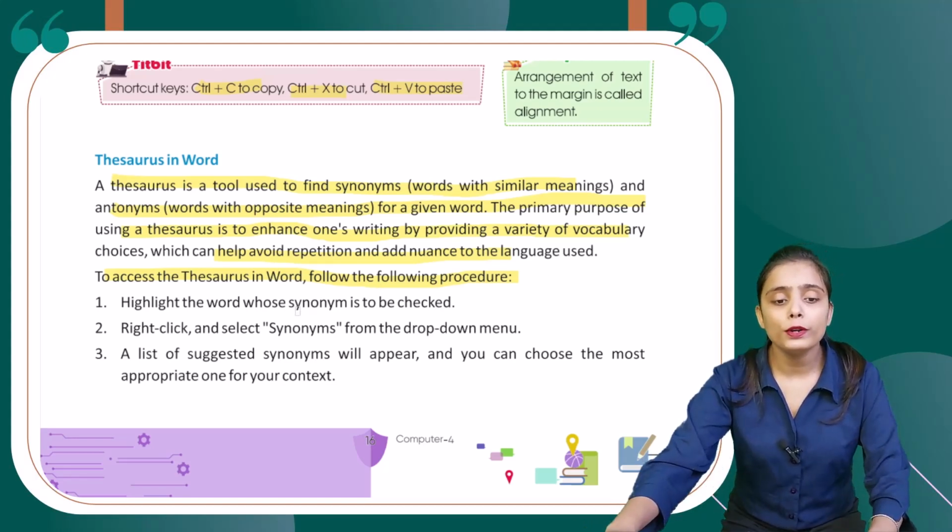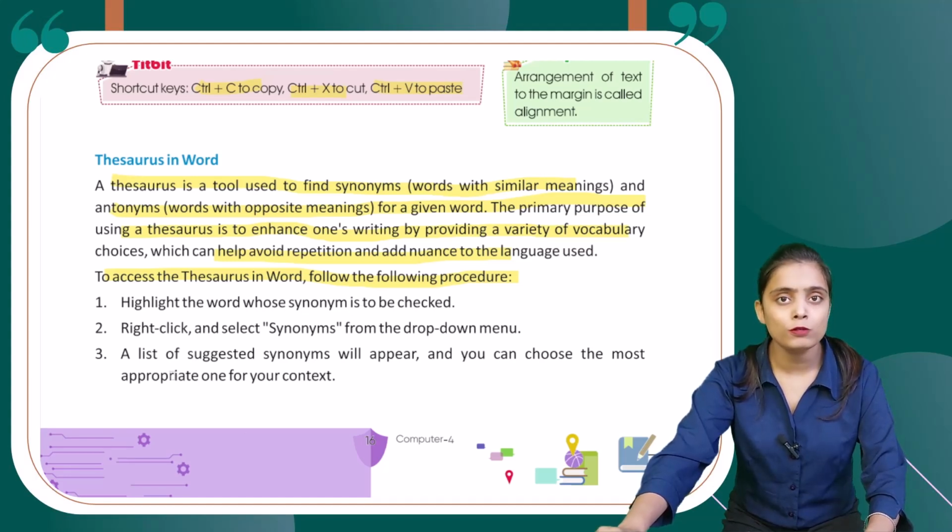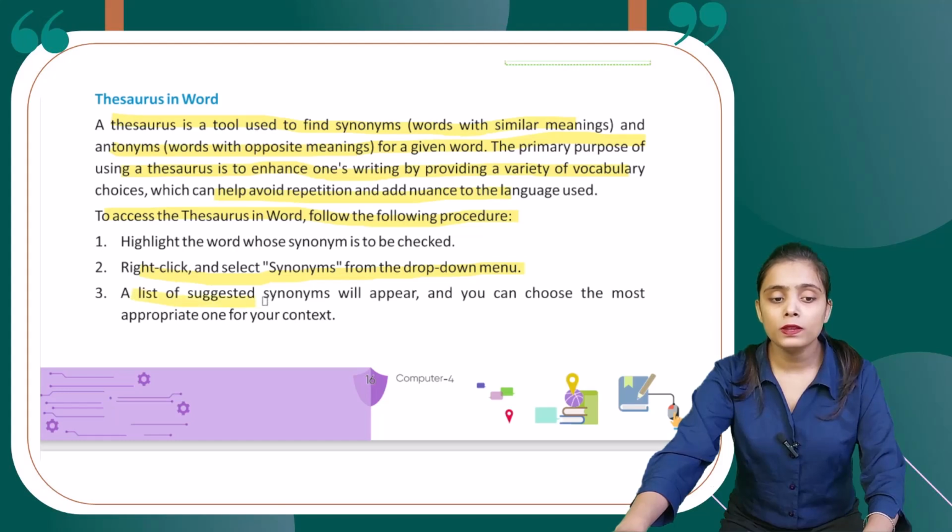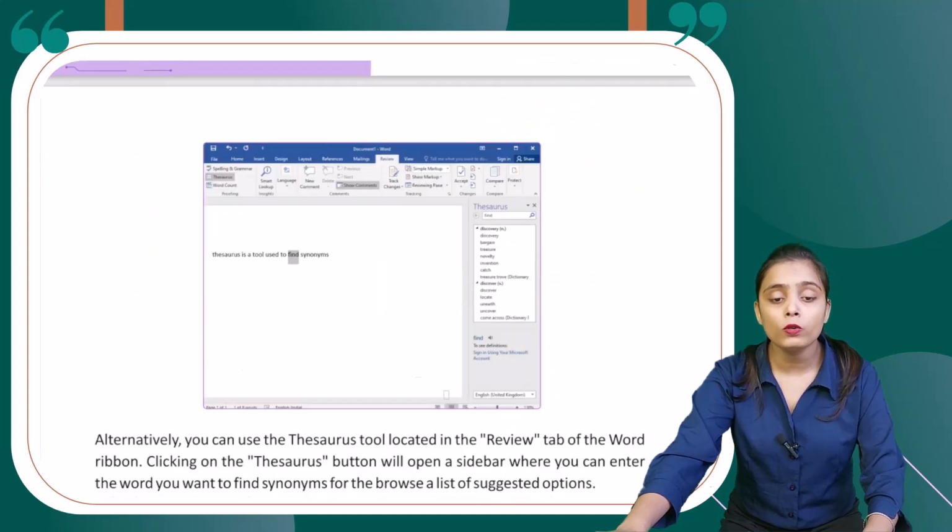So how are you going to access it? Highlight the word whose synonym is to be checked. You have to highlight that word and right click, and select the synonyms option from the context menu that opens. A list of suggested synonyms will appear and you can choose the most appropriate one for your context. Now let's see here.